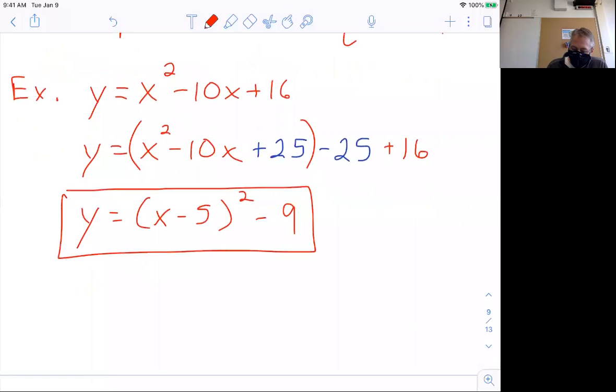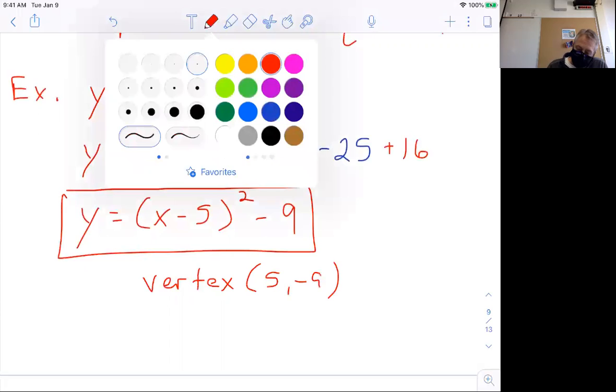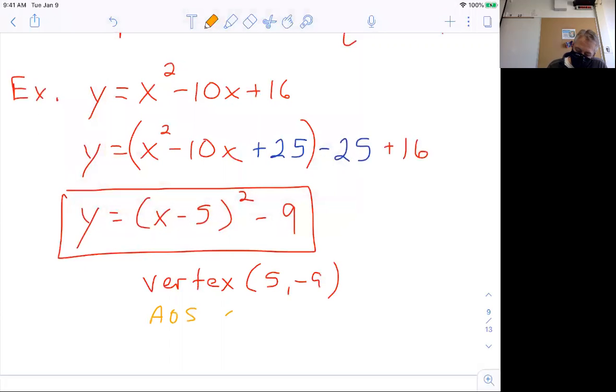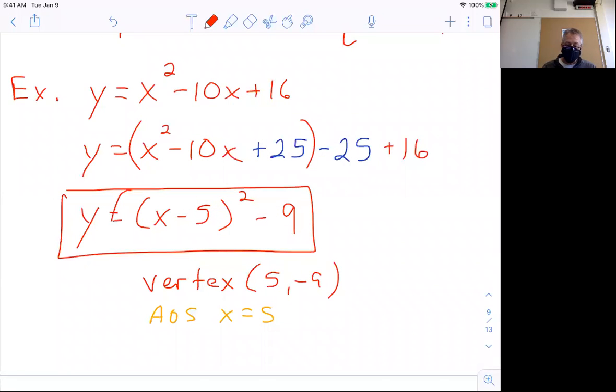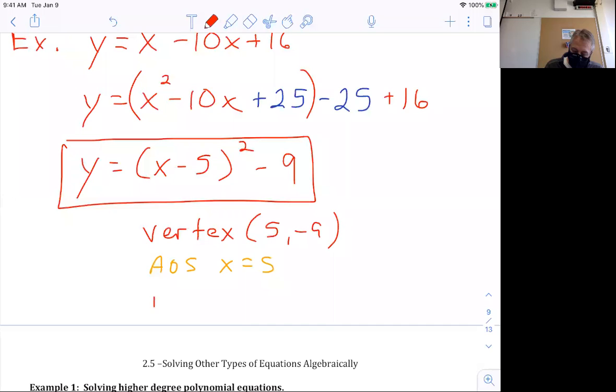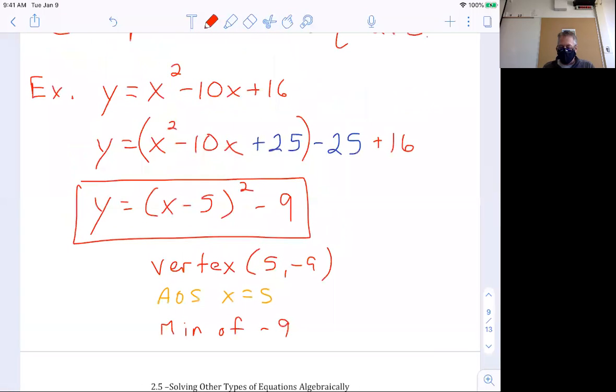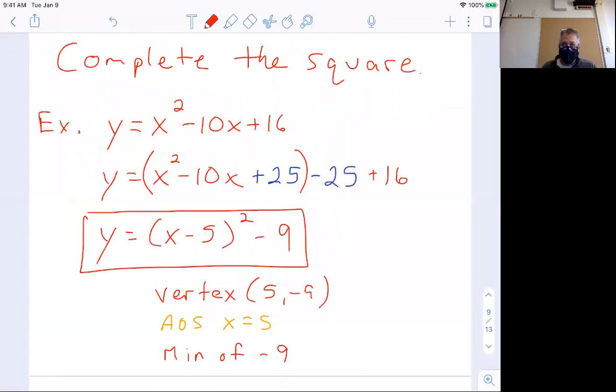So now we could say the vertex is at 5, -9. We could say the axis of symmetry is at x equals 5. I know that it's a parabola. I know that it opens upward. So if it opens upward, that means it has a minimum. I could say it has a minimum of -9, because it'd be the y value of the vertex. So I could give all of those different ideas once I have the vertex. All right, any questions yet?